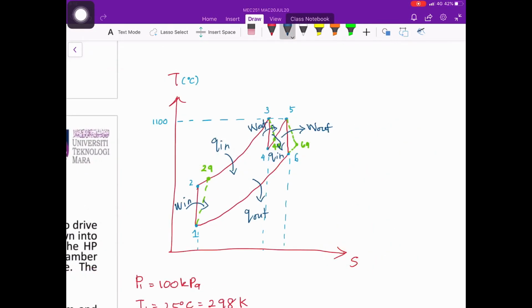Note that process 1 to 2 will consume work, therefore we are going to have the term work in. Process 2 to 3 is the constant pressure heat addition to our system, therefore we are going to have the term Q in. Process 3 to 4 is through the high pressure turbine, therefore we are going to have the term work out.